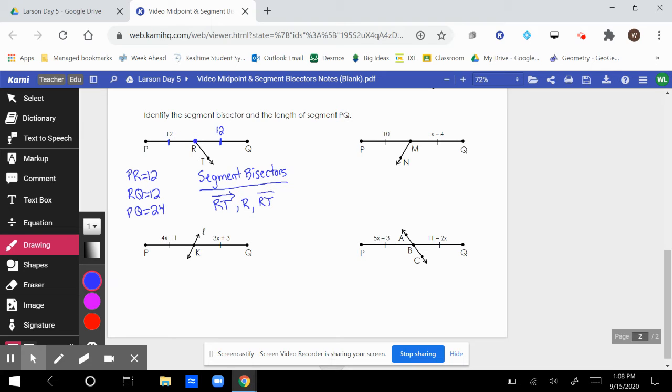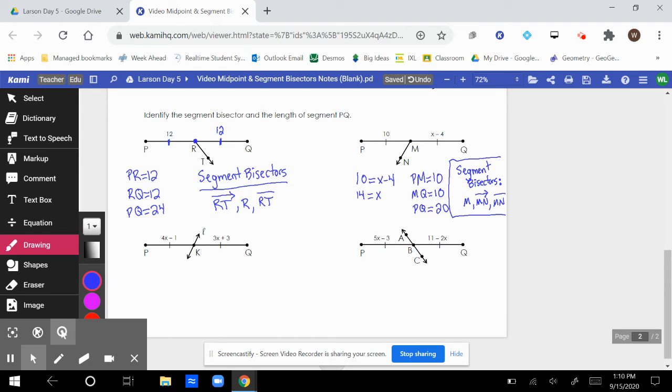All right, so now moving on to number 2, you see an X in there, meaning we know we're going to have to do a little bit of algebra. All right, guys, so the first thing is we know again that these segments are congruent because of the tick marks. Okay, so if you were asked to solve for X here, you would be setting 10 equal to X minus 4, and we would get X equals 14, okay, so by adding 4 to both sides.